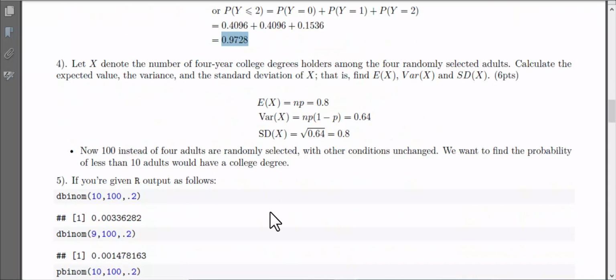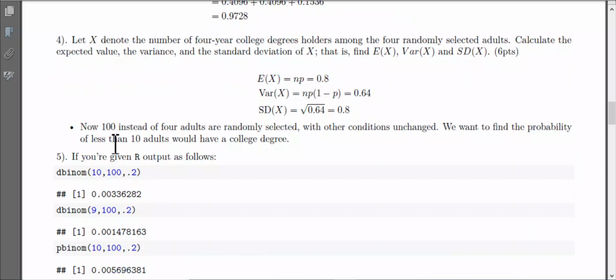For part 4, we're talking about the variance, expected value, and standard deviation. So we just use the formula n times p, right? n is 4, p is 0.2. That's how we get 0.8. And then plug in, get 0.64, and then take the square root, get 0.8.